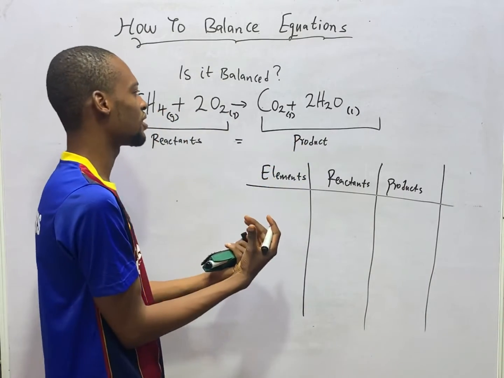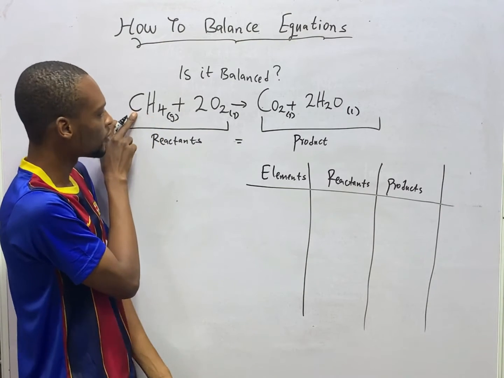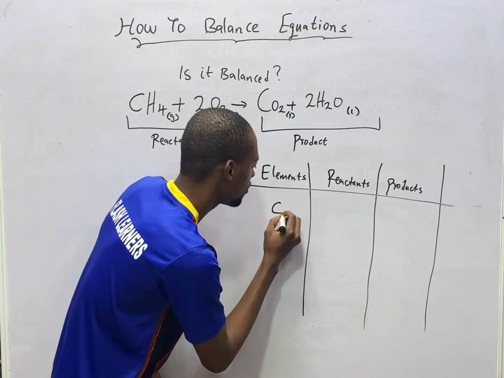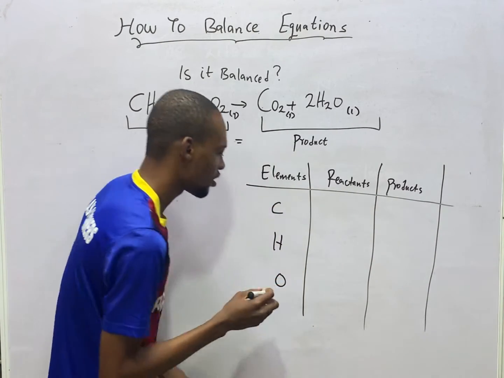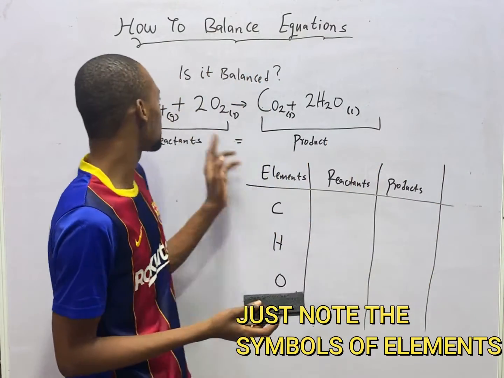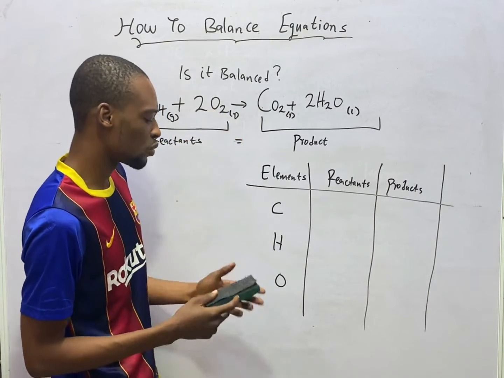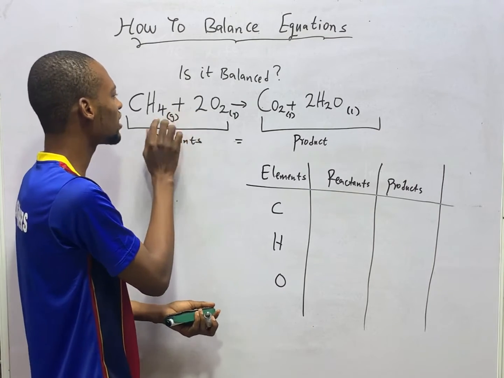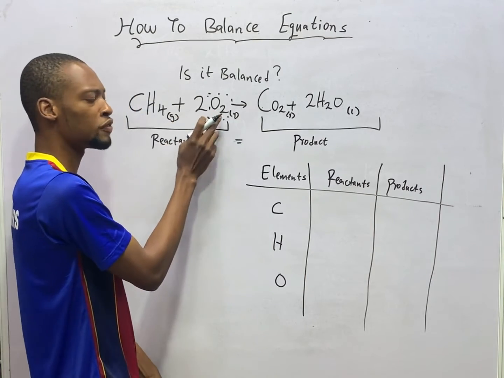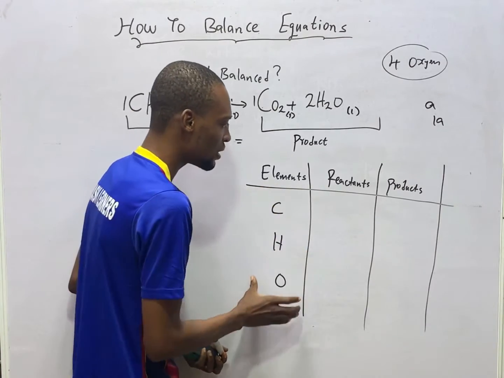Now, what are the elements in this equation? The elements are simply carbon, this is C, hydrogen, and oxygen. Some elements, you may not really know what they are. It doesn't matter. Just look at the spelling. This is C, write C, H, write H, O, write O. Now look at the numbers. The number before O2 is the coefficient of O2. This means O2 times 2. So we have the elements here.